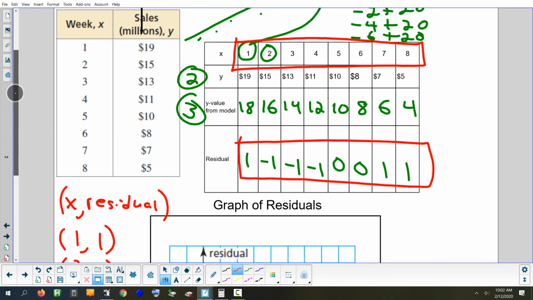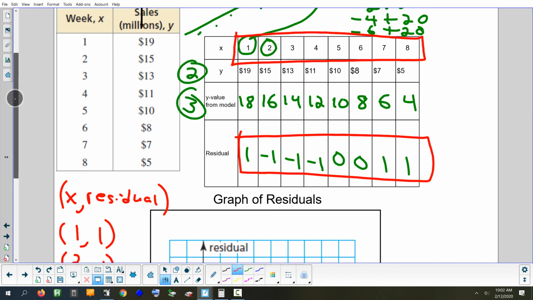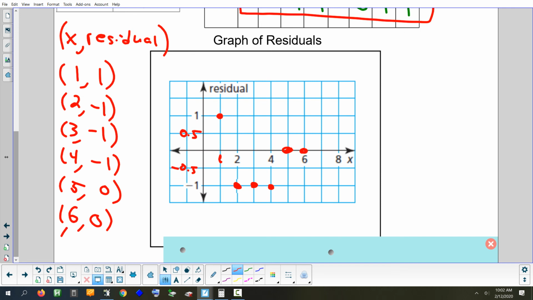7th X value? 7th residual? 1. And then the 8th X value is 8. And what's the 8th residual? So 7, 1, 8, 1. So what you're looking at right here is a graph of your residuals. You've got 3 below, 3 above, and 2 right on. That's perfect. That's what you want to see if your model is good. Now, don't write this down, but here's an example that would be bad.